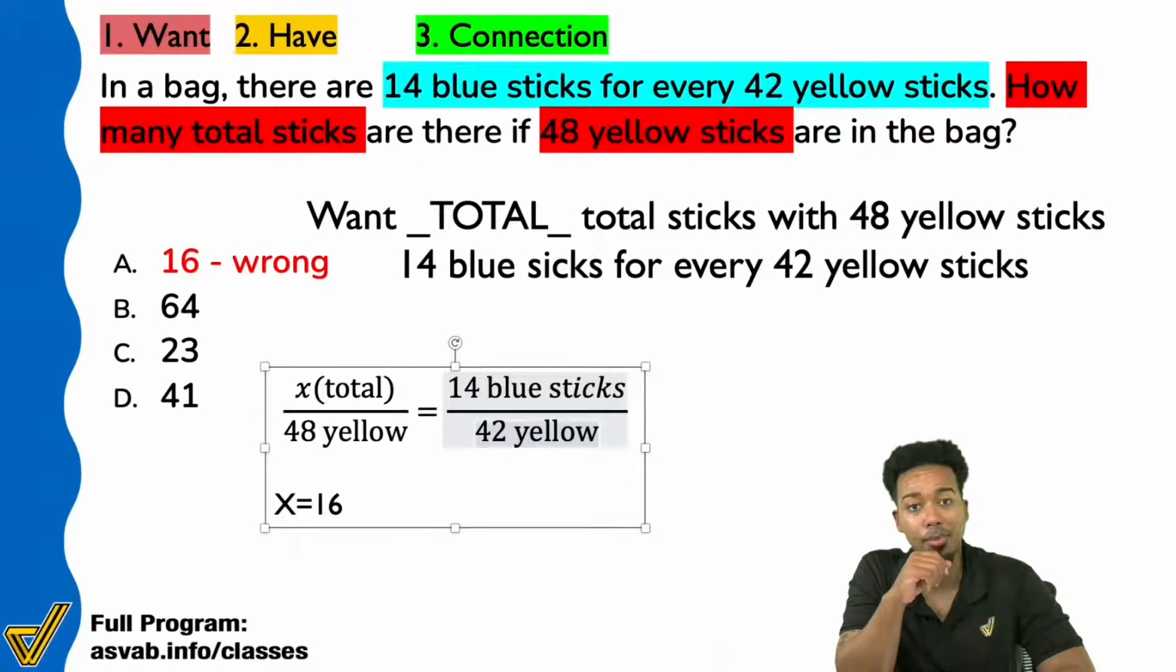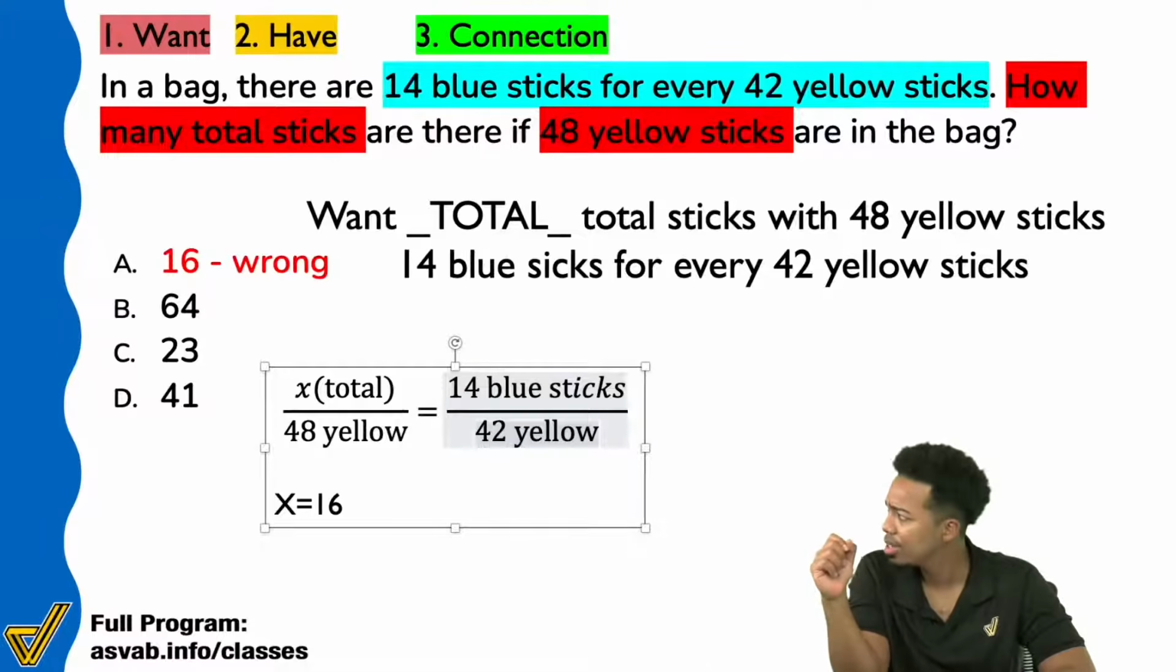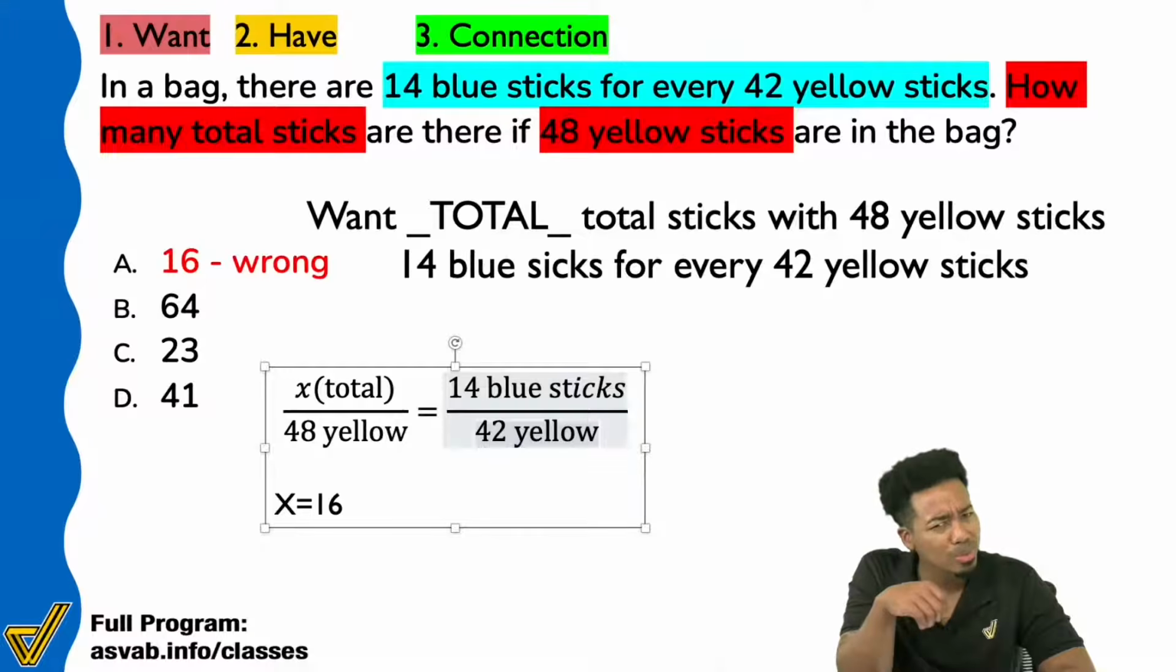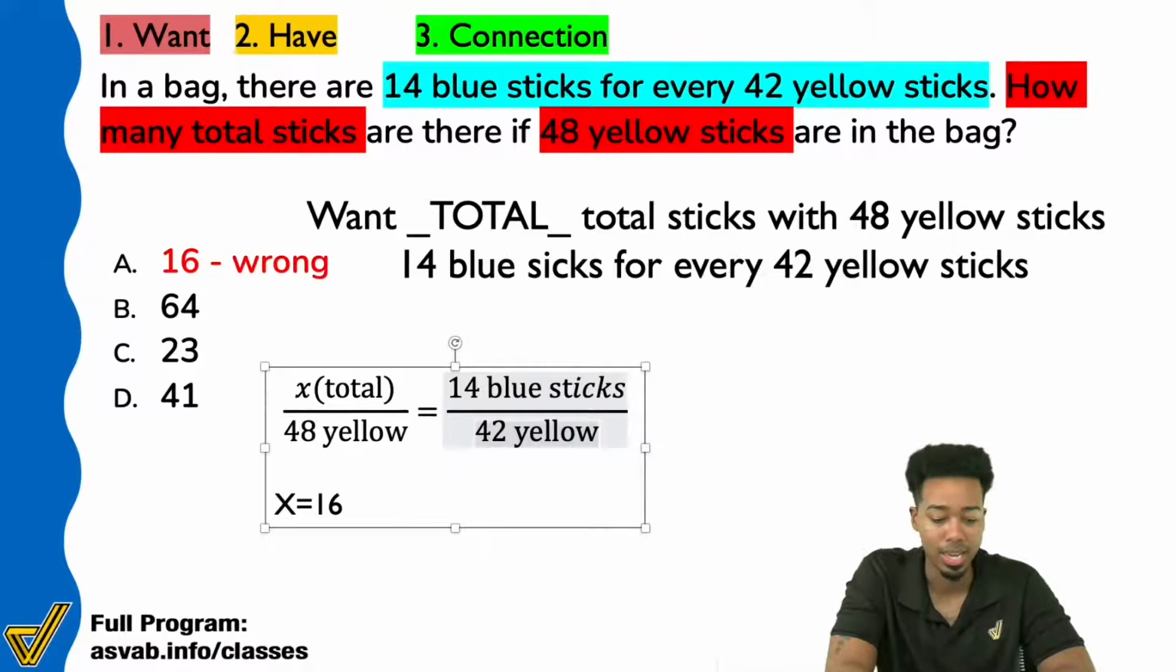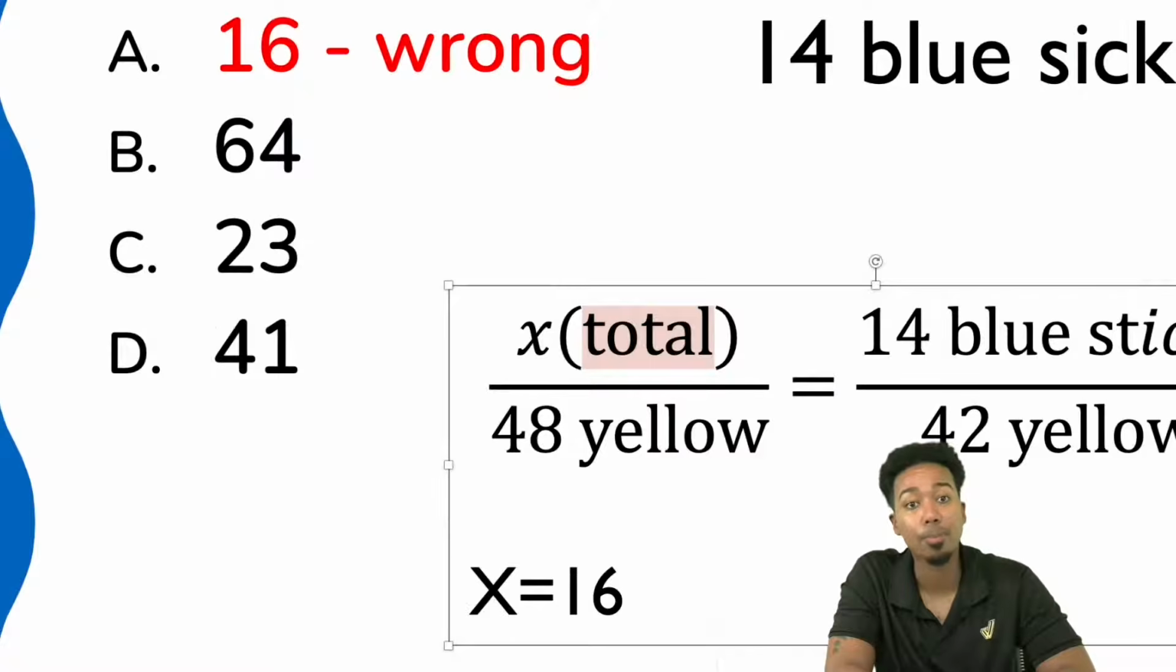But what's the big problem? The big problem is that you have x for the total and 14 for the blue. Those aren't being compared in the same way. And because it was set up like that, this is going to give you a bad time. And the bad time is this doesn't actually represent total. That right there does not represent total. This right here actually represents blue.